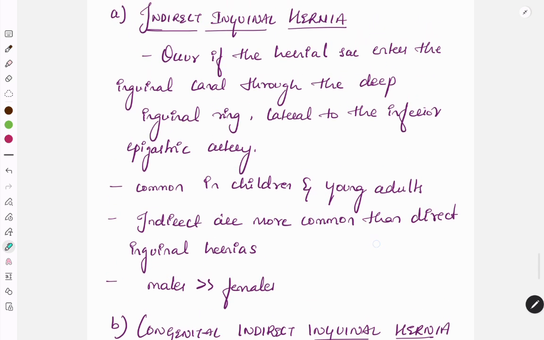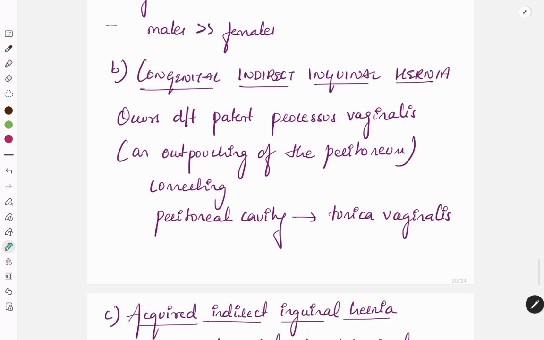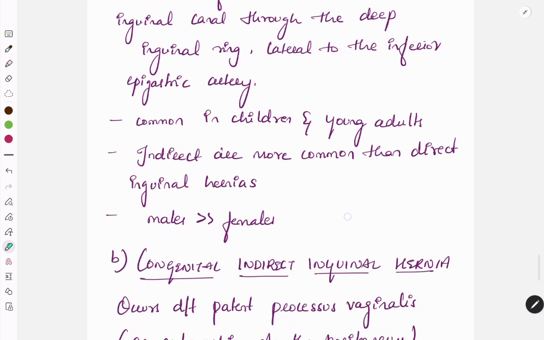So the first thing you will remember is the definition. What is the definition? If the hernial sac enters the inguinal canal through the deep ring, and it comes out lateral to the inferior epigastric artery. It is common in children and young adults, more common in males than females, and indirect hernias are more common than direct inguinal hernias. So indirect is what we are looking at here.